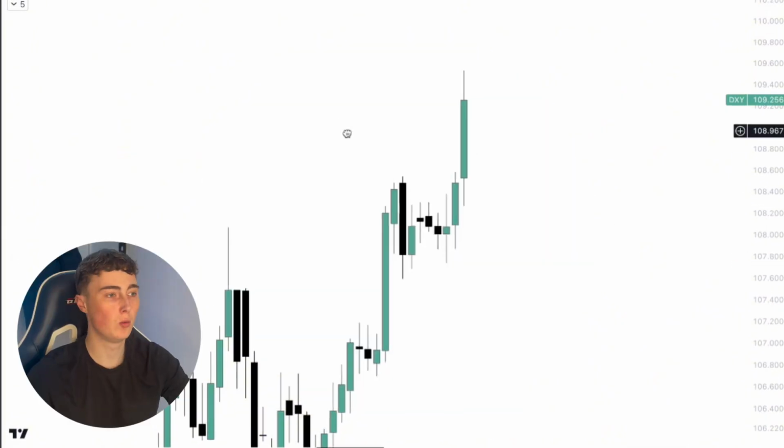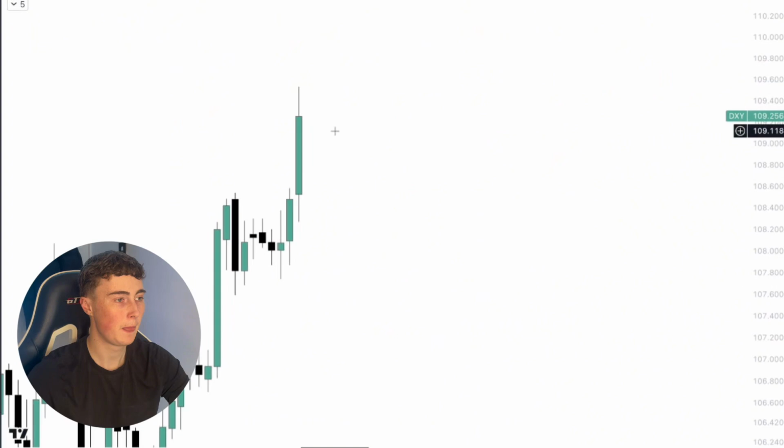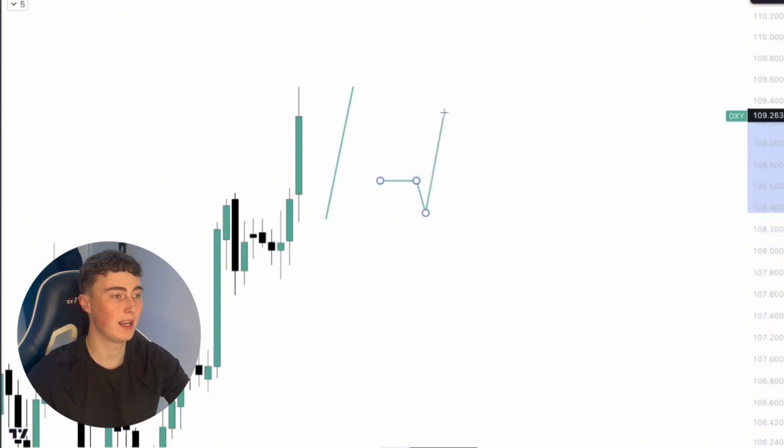Now, if you don't already know what daily power of three is, I'm going to explain it very, very briefly. Essentially, it's the way that the daily candle forms. If you're anticipating a bullish day, usually price will open up and move beneath the opening price before giving that expansion to the upside. And then at the end of the day, price will probably give a little bit of a retracement.